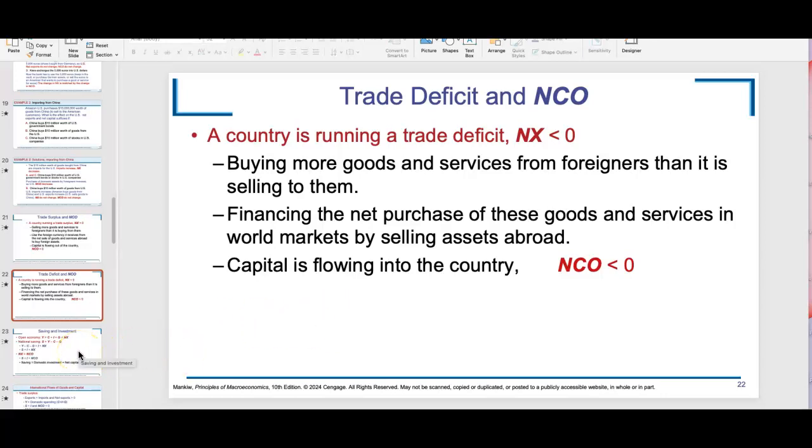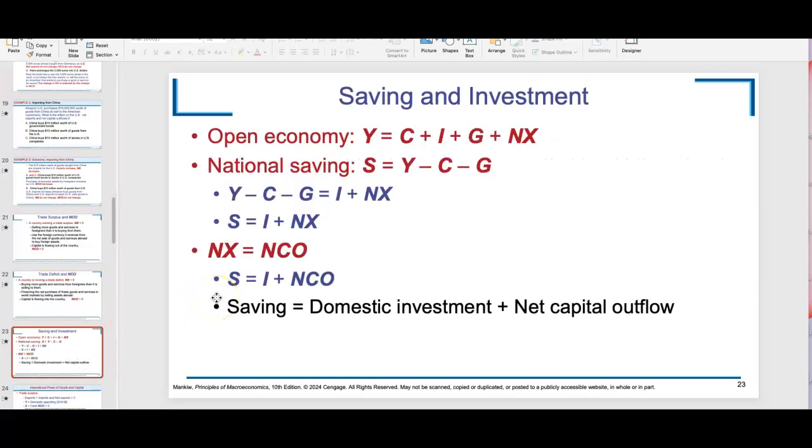So how does this relate to our savings and investments? We said that savings always equal investments, right? But we had taken out the net export figure from the picture. Now we can reintroduce it in an open economy. We can say that our total income and expenditure equals consumption, investment, government spending, and net exports. National savings will equal, right?